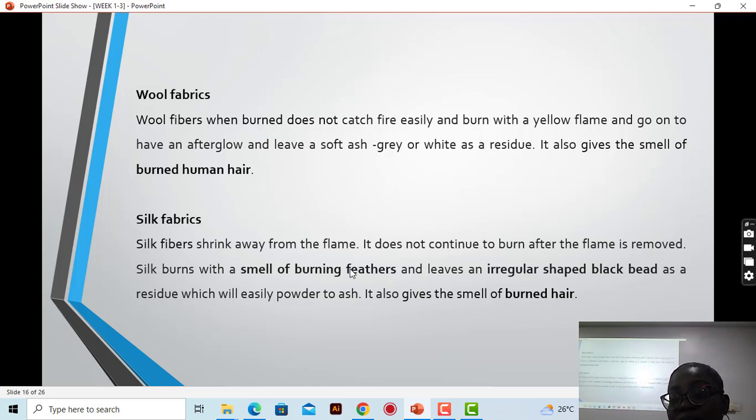Look at the feathers here. Look at the hair. And the thing is coming from an animal, a cocoon for that matter. Okay. All right. Any questions on this silk?